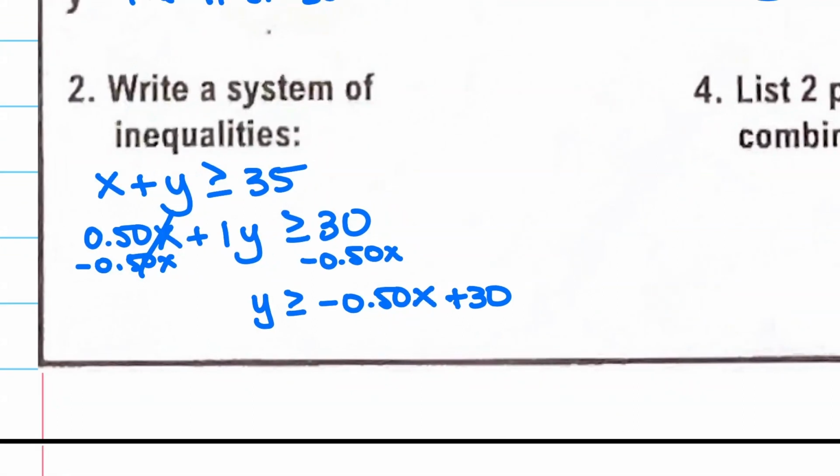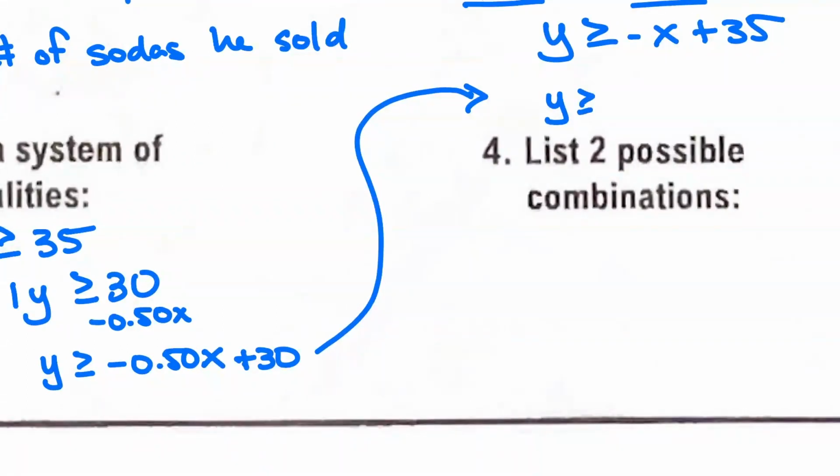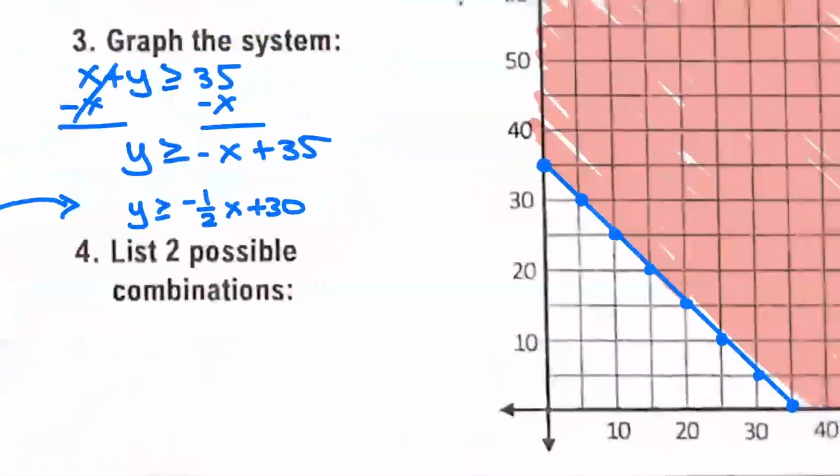Now, I would love to write that here, except I don't like that 50 cents. Remember that negative 50 cents, that's the same thing as negative 1/2. So I'm going to write this as y is greater than or equal to negative 1/2 x plus 30. That's going to make it way easier for me to graph because now I know I'm going to start at 30.